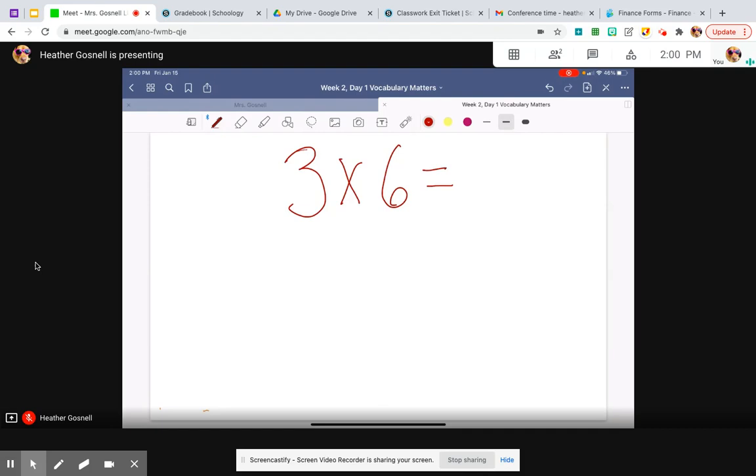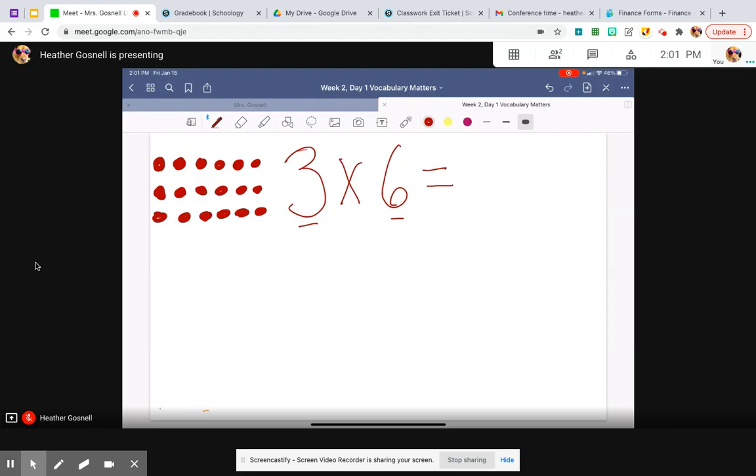When we see 3 times 6, we see 2 factors. We see a 3 and we see a 6. If we were to build an array, we know that 3 would represent the rows. It would be 3 rows and that 6 will represent how many are in each row. So there's 6 items here. So far I have 1 row of 6. Here is 2 rows of 6. And here's 3 rows of 6.